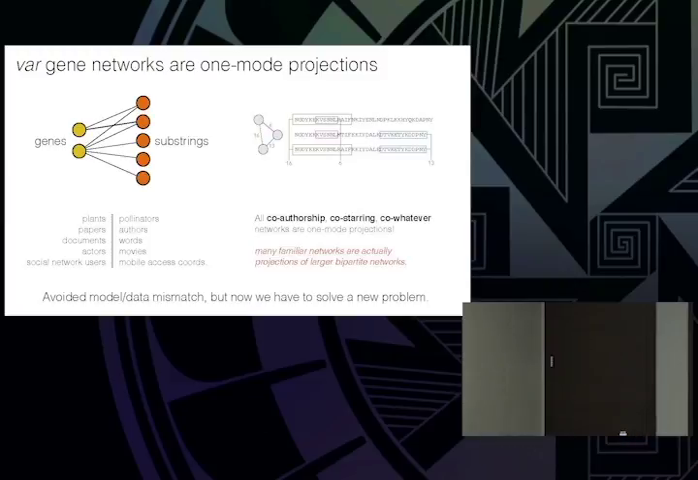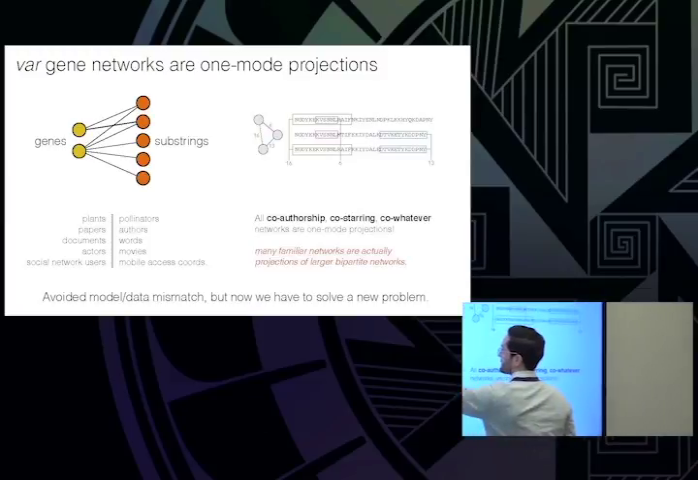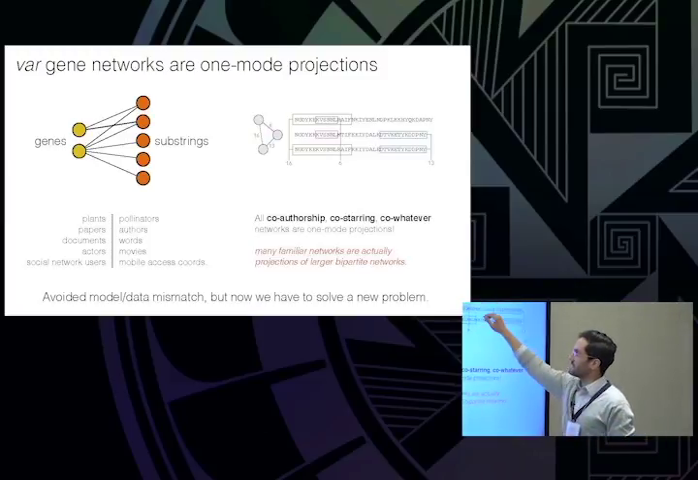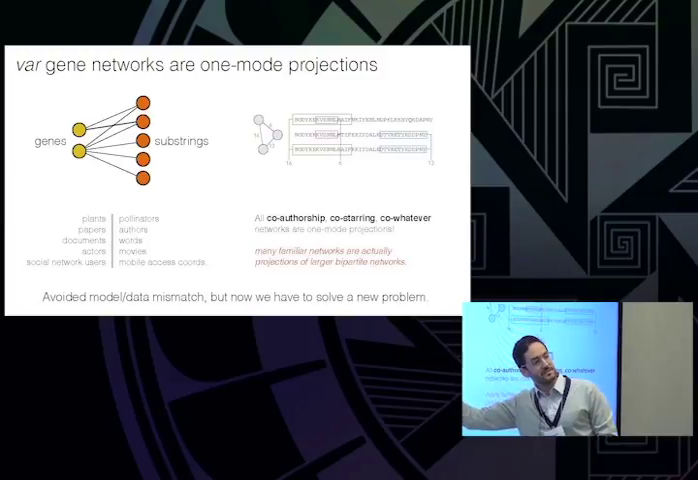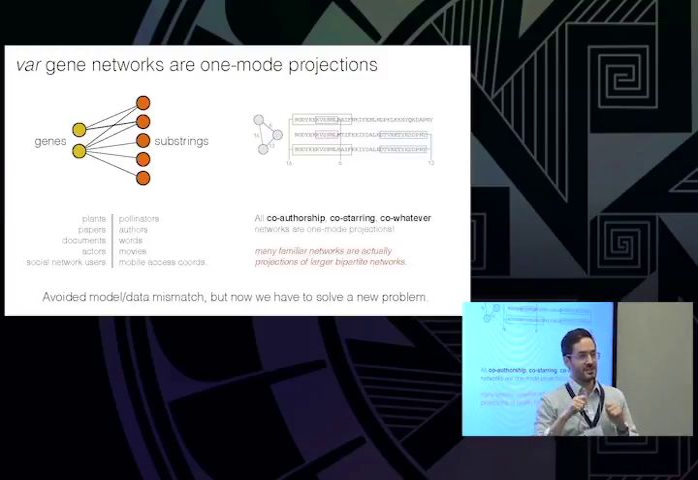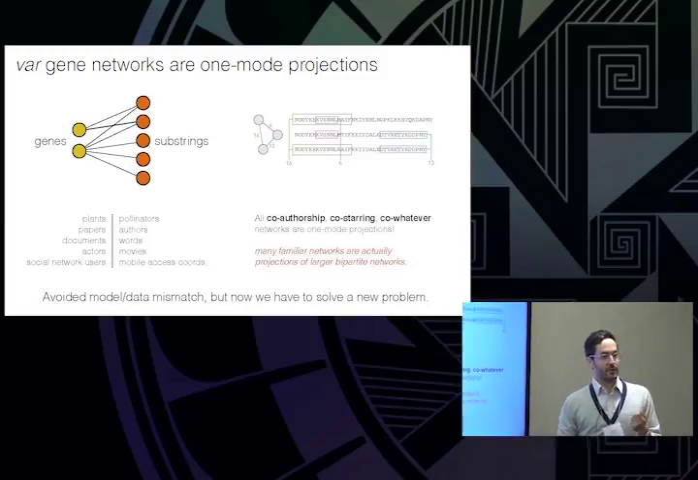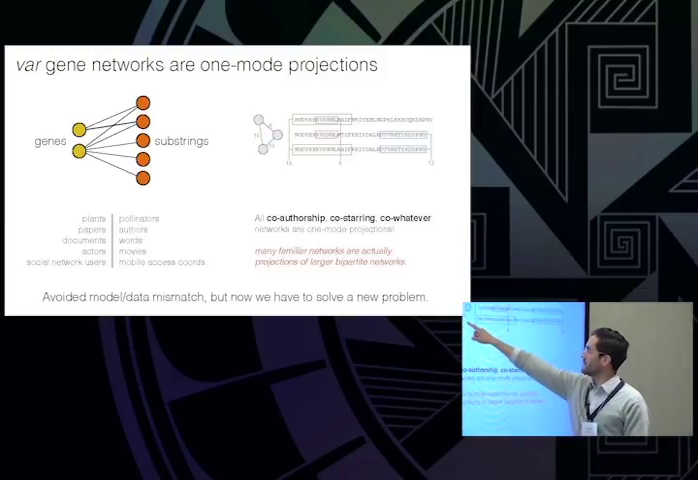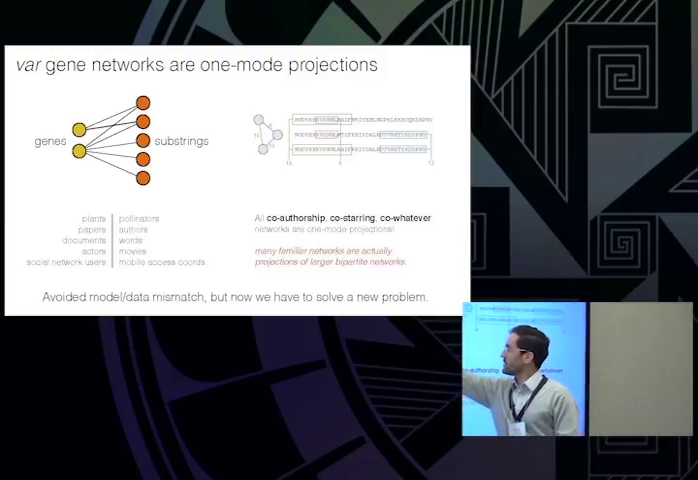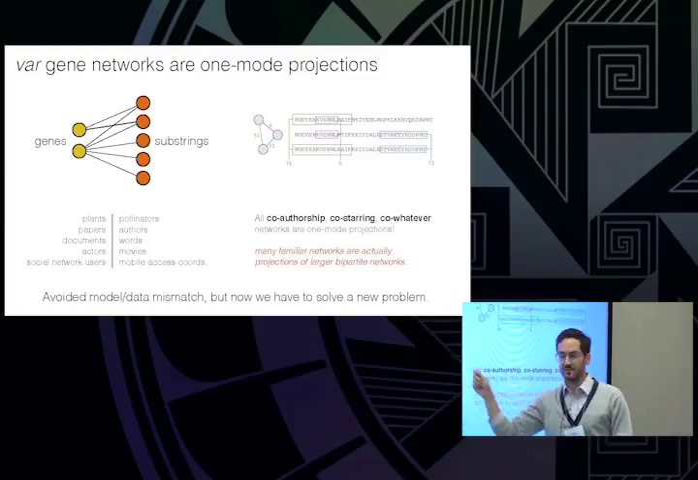We have genes, that's what I started with, and we had substrings, these are the boxes here. When I'm taking this bipartite network that connects genes and substrings, and I'm just writing it as a gene-gene network, I'm implicitly creating a projection of this bipartite network. When I write this down, it's taking this whole network and just projecting it as a gene-to-gene network.